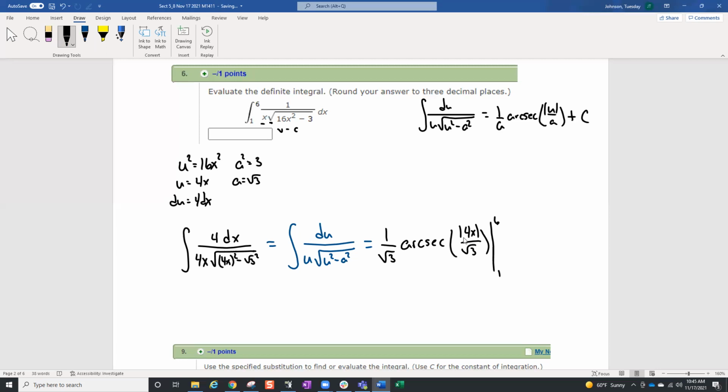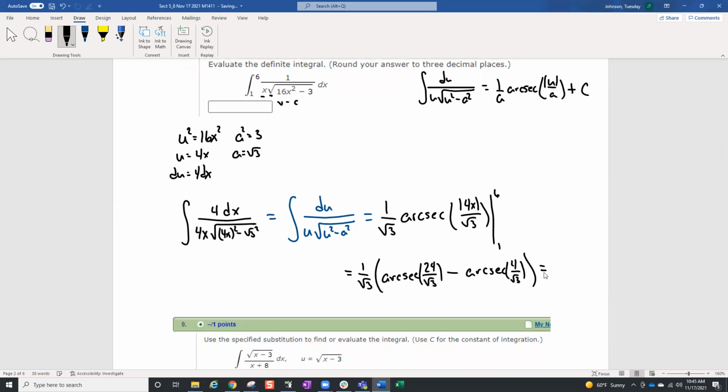And when I do this, this absolute value of 4x is necessary. But this 1 over square root of 3 is then going to multiply by the arcsecant, put in 6. I'll get 24 divided by square root of 3 minus arcsecant. When I put in 1, I get 4 divided by square root of 3. And I really should have parentheses here as it's the argument of the inverse secant. And then we'll round this to 3 decimal places.